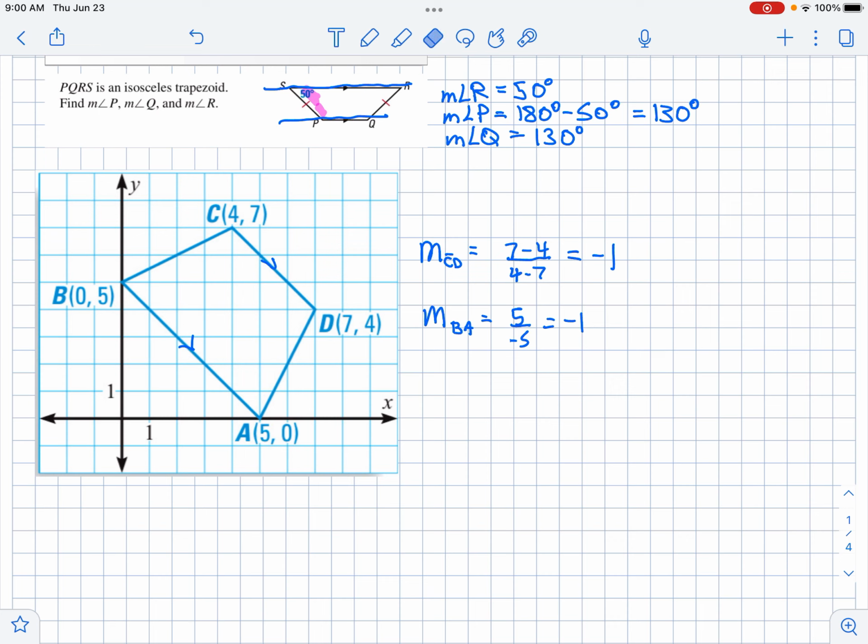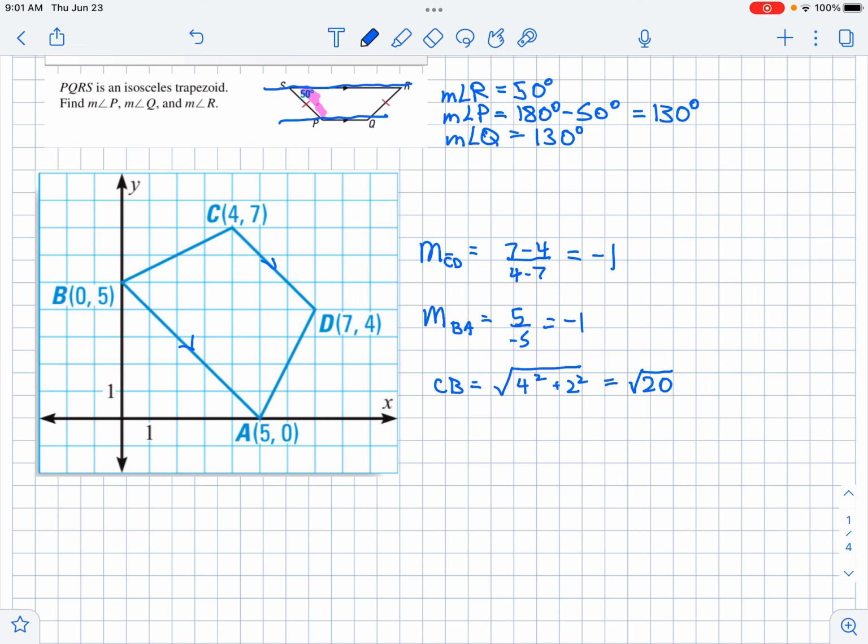Let's look at the length of CB. The length of CB is equal to the square root of 4 squared plus 2 squared. And that's going to be 16 plus 4, that's the square root of 20. See, I just took the difference of the x's, 4 minus 0, and got 4. Difference of the y's, 7 minus 5 is 2.